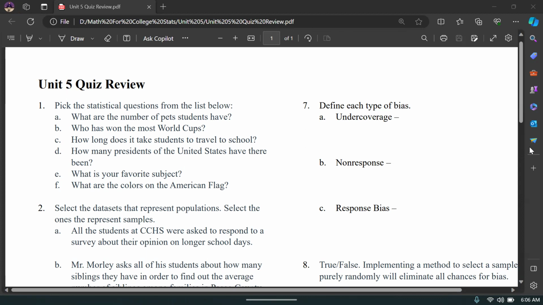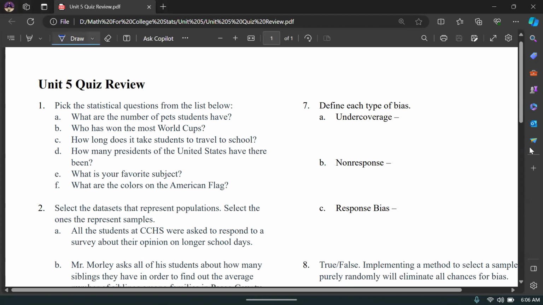All right, so number one, pick the statistical questions from the list below. This is a multiple select question. Of course, questions tomorrow will be different, but here's what to look for. You're looking for anything that will have a varied response from person to person. So if I ask two people, they might say something different, right? That's what we're looking for in a statistical question.